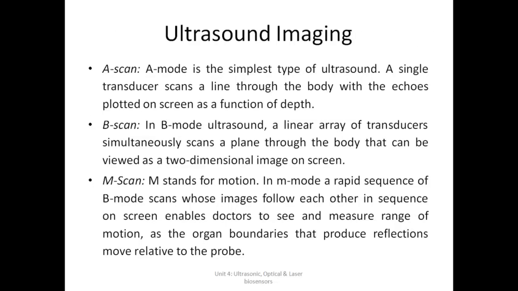So with the help of these, we have certain medical ultrasound imaging modes. You must have heard of these: A scan, B scan, and M scan. A scan or A mode is the simplest type of ultrasound. A single transducer scans a line through the body with the echoes plotted on the screen as a function of depth.